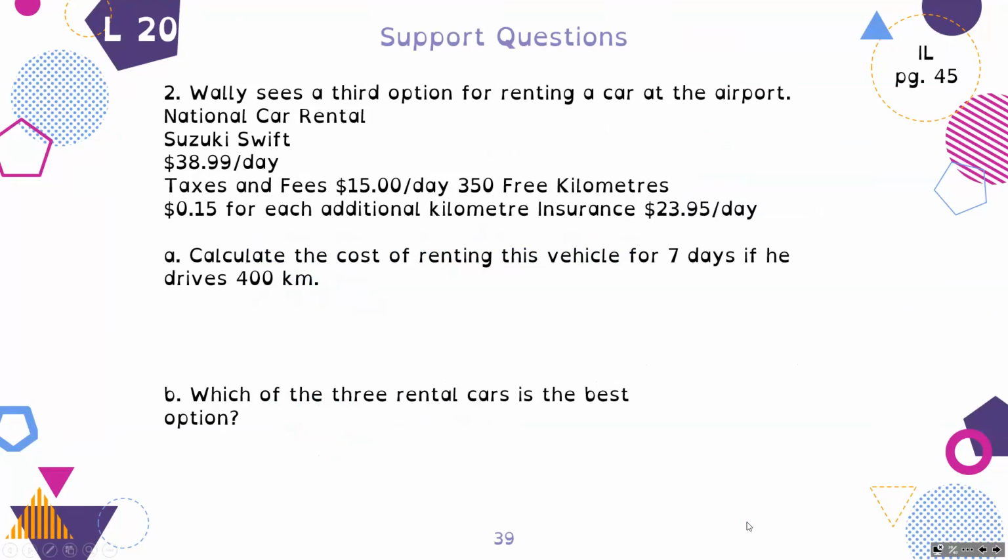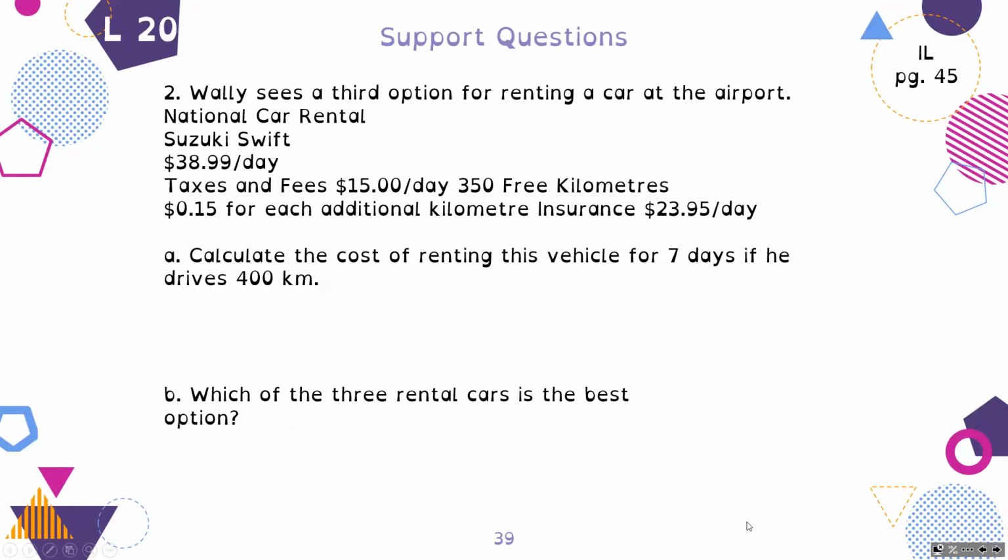Number 2, Wally sees a third option for renting a car at the airport, which is National Car Rental. So with this, again, you need to think about how much per day. So it's $38.99 per day. There are taxes and fees, which is $15 per day, and you get 350 free kilometers and 15 cents for any additional kilometer. You have to pay insurance for $23.95 per day.